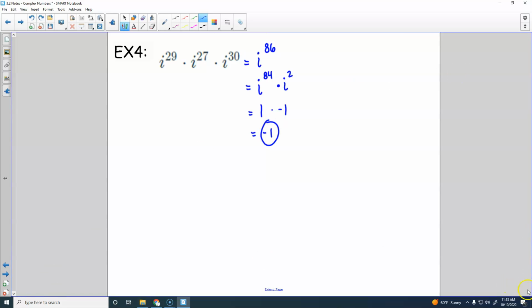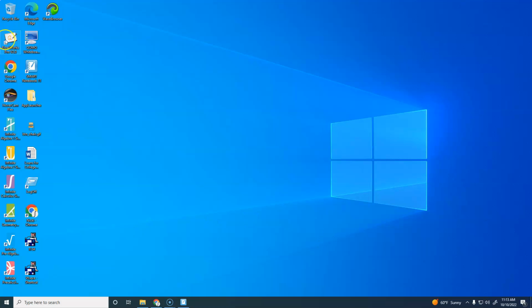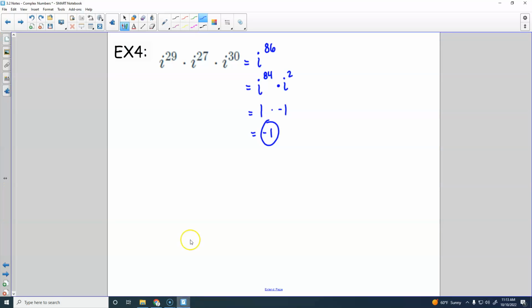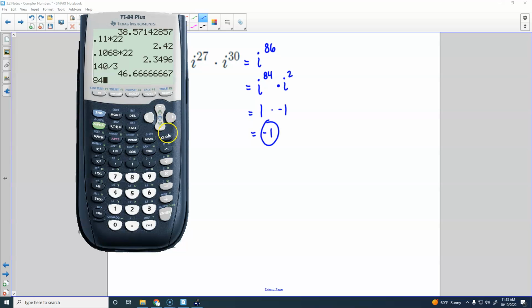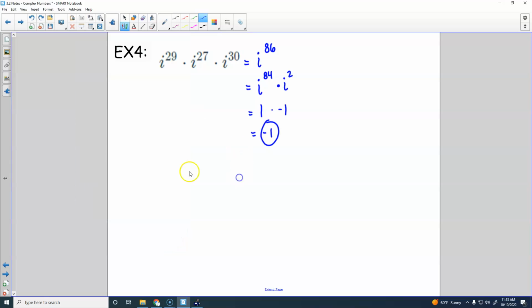Okay, you can also kind of think of it this way, like whenever you divide that exponent, in this case, we got 86 divided by 4. We got 21.5. If you get the 0.5, that's going to be a -1. That's like second power, right? If you get a 0.25, that's like i to the first power. If you get a 0.75, that's going to be the -i. So you can also think of it, shortcut it like that.